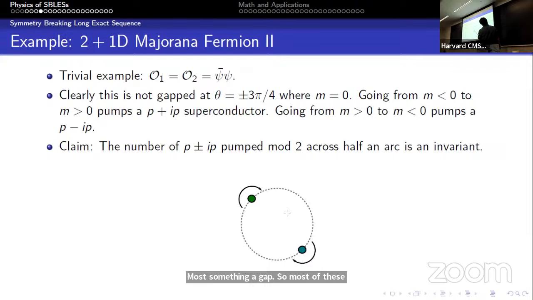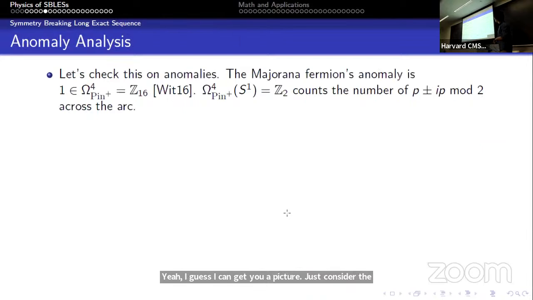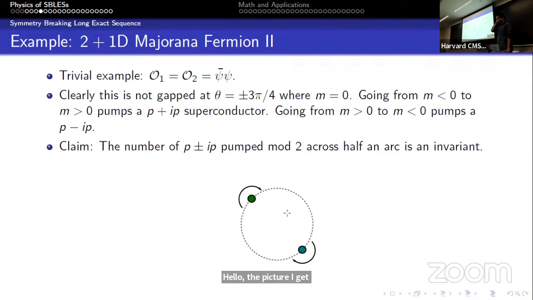At the gapless point, I can think about this as a time reversal domain wall. And on the domain wall is a Majorana mode. Yeah, I guess I can get you a picture. Just consider the T-breaking domain wall that connects the two sides. That's exactly what happens at this point. The picture is a familiar kind of setting, but you are just connecting the two sides of a domain wall. They have the same path, and you get it as well. Sure. Thanks.